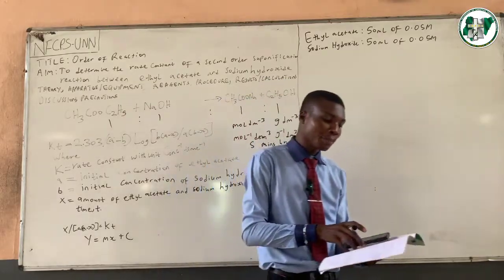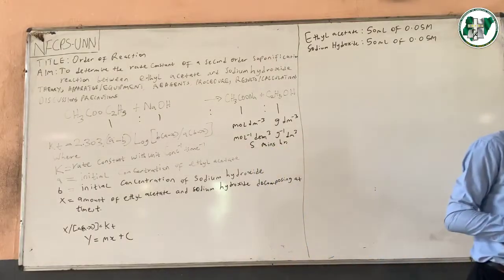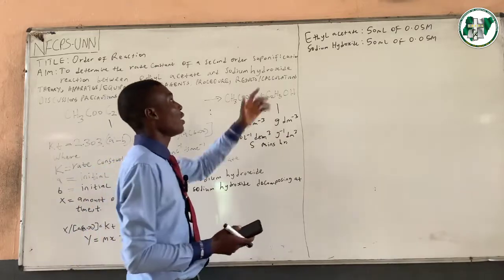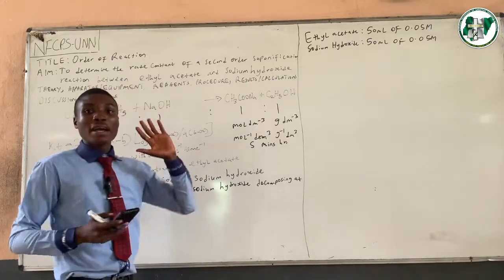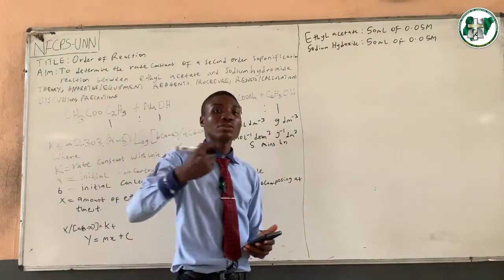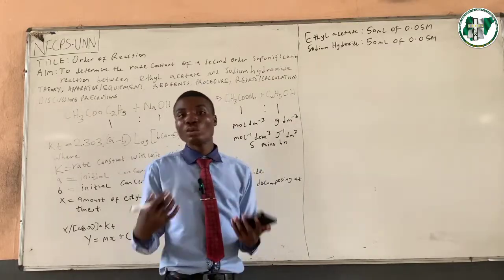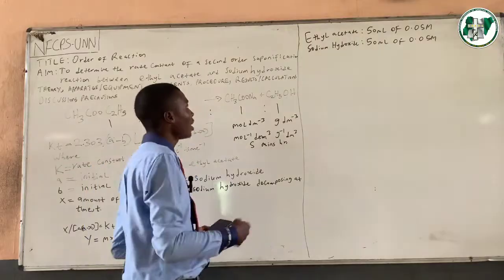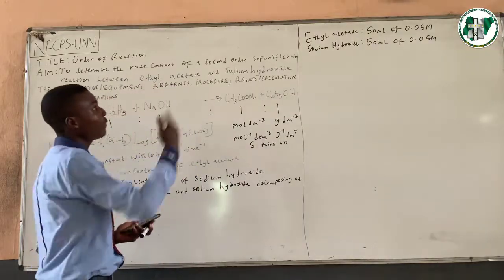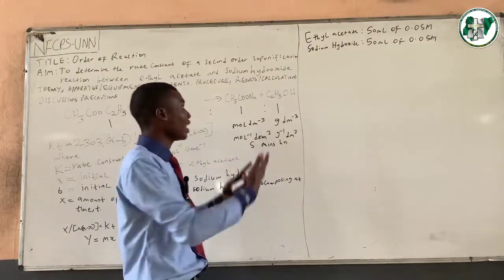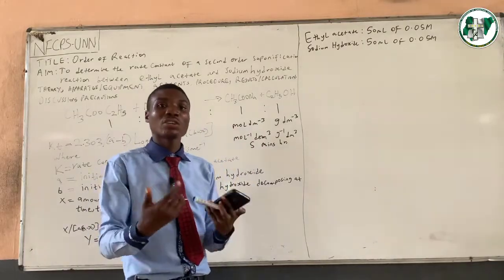So let me walk you through this particular procedure so you understand the theory behind it. So we have 50 ml of ethyl acetate and 50 ml of sodium hydroxide in a conical flask, and you've shaken them and you've allowed it to stand for 5 minutes before your first withdrawal of 10 ml. Now think of something in your head. If you're going to be withdrawing 10 ml from a mixture of this, let's take them as separate solutions now in the context of the 10 ml.